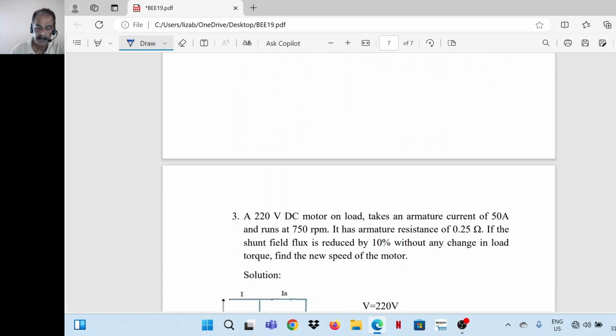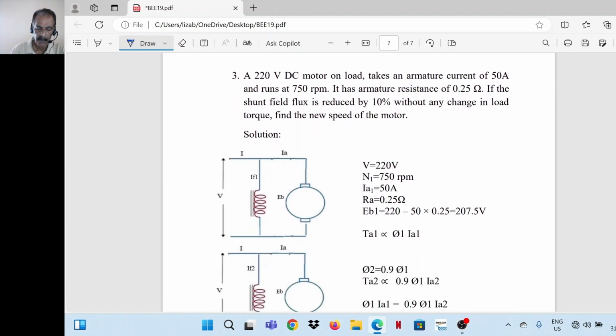Next example. A 220 volt DC motor on load takes an armature current of 50 ampere and runs at 750 rpm. It has armature resistance 0.25 ohm. If the shunt field flux is reduced by 10% without any change in torque, find the new speed of the motor.